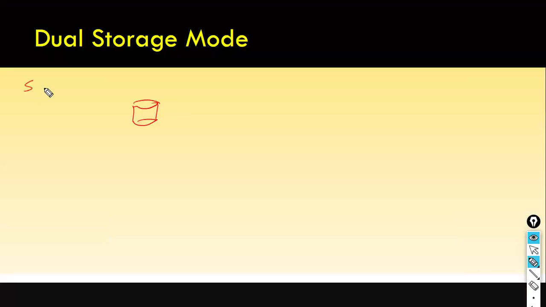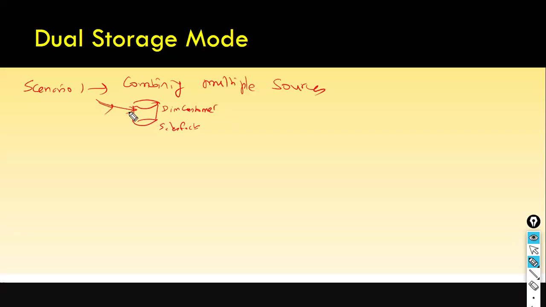So, scenario 1, combining multiple sources. Okay, you have the sales fact table, and then you have the dim customer table. Here, every day the data will get loaded. So any new customer comes, any item which is ordered, everything will be stored here. Up to the minute, everything will be there.